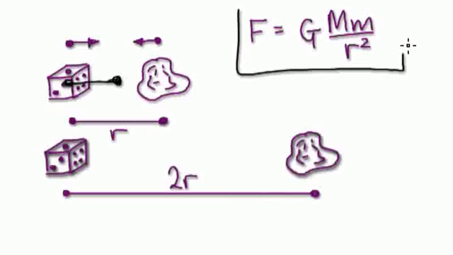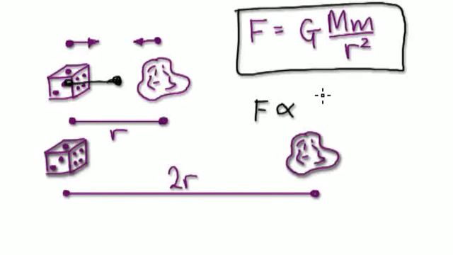So my point is that from this formula here, you can actually say that the force that exists between them is inversely proportional to the square of the distance. Okay, that's what it means.